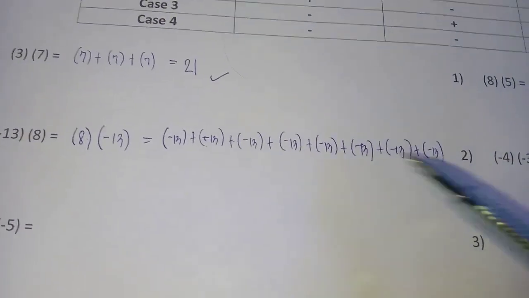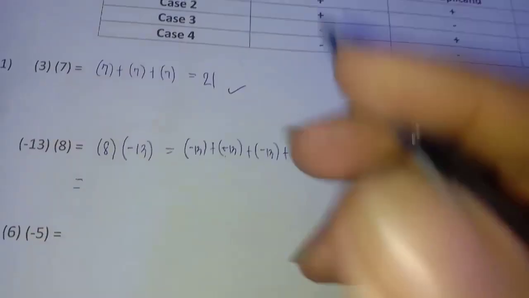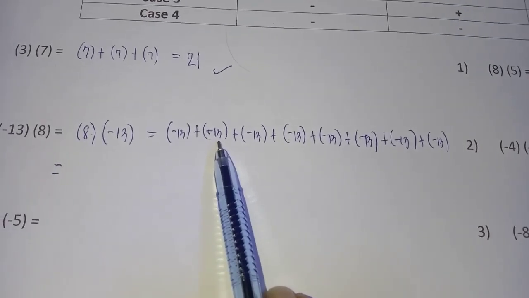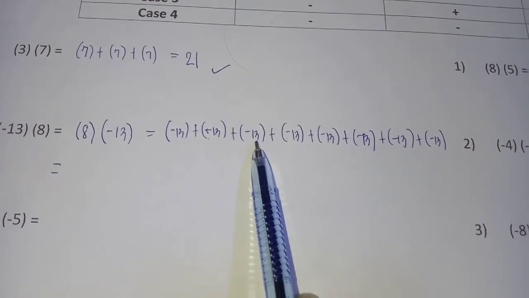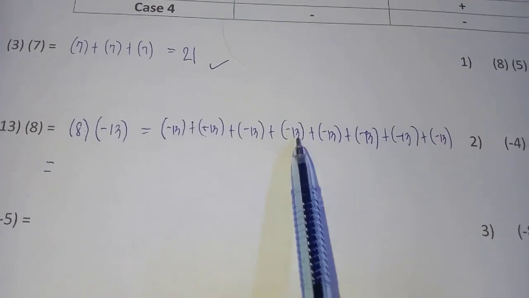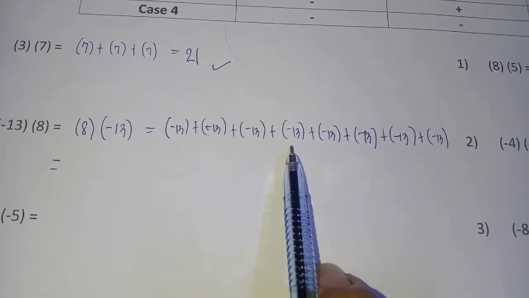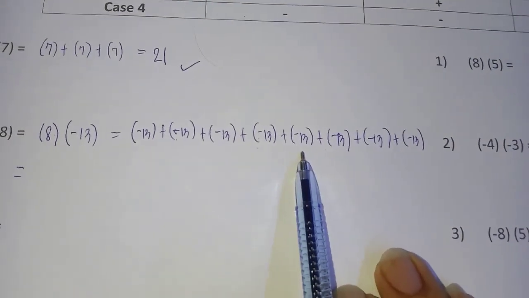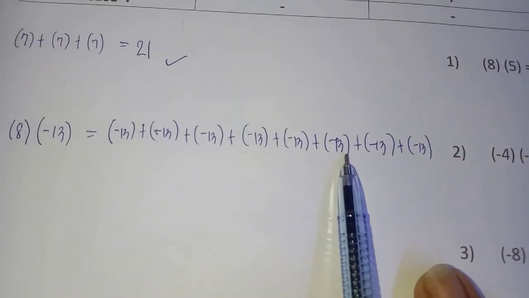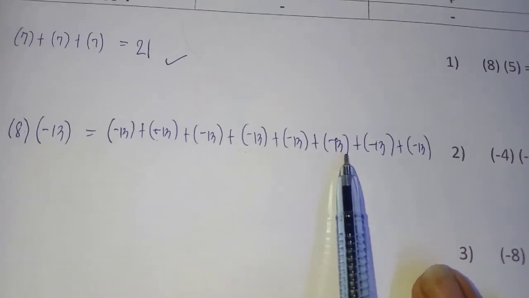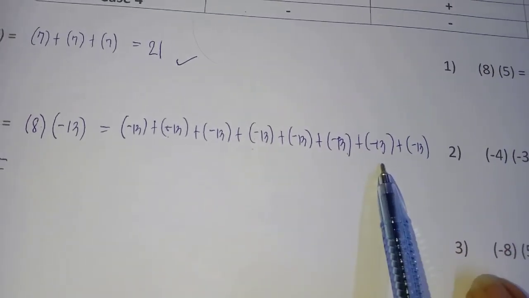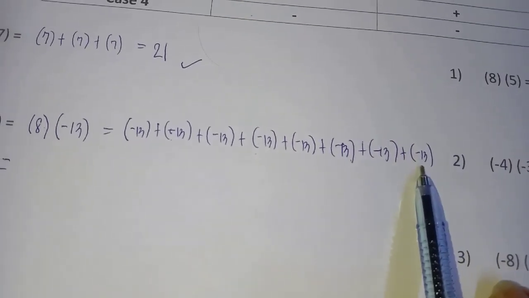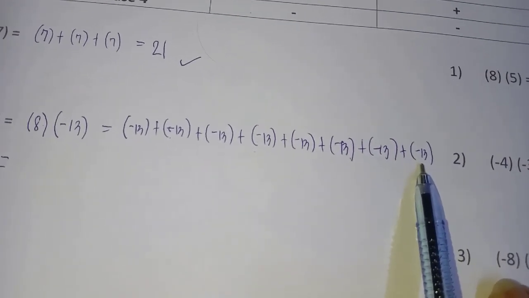Or that is repeated addition. So, pwede na nating i-add ito. Negative 13 plus negative 13 is negative 26 plus negative 13, that is negative 39 plus negative 13, that is negative 52 plus negative 13, that is negative 65 plus negative 13, that is negative 78 plus negative 13, that is negative 91 plus negative 13, that is negative 104.